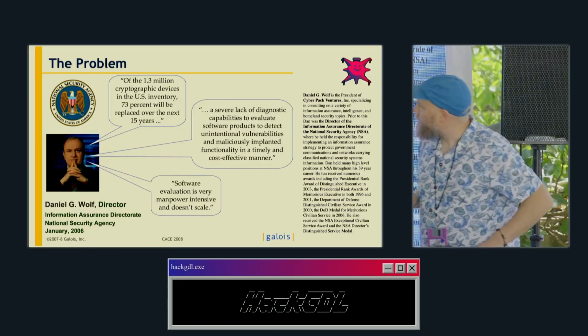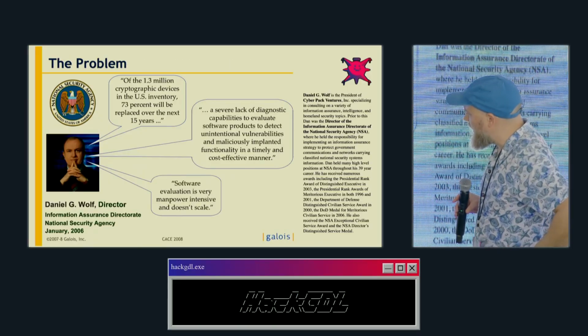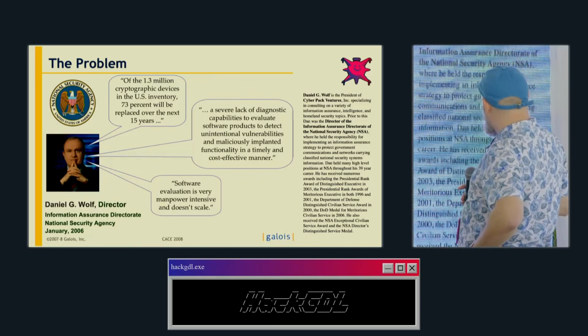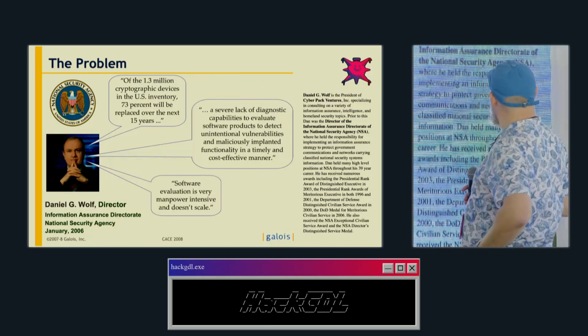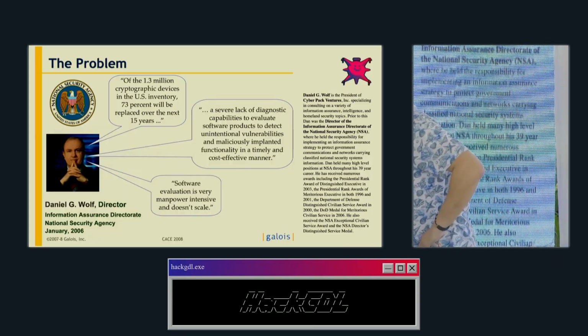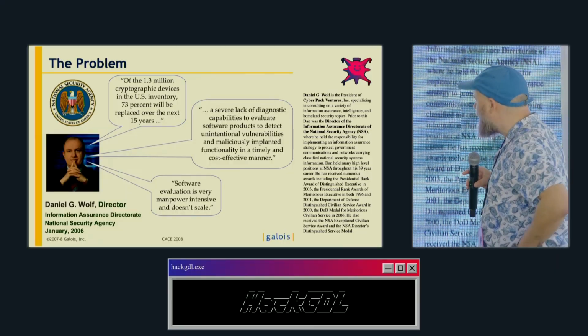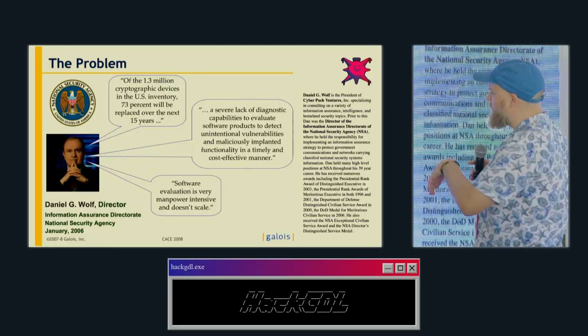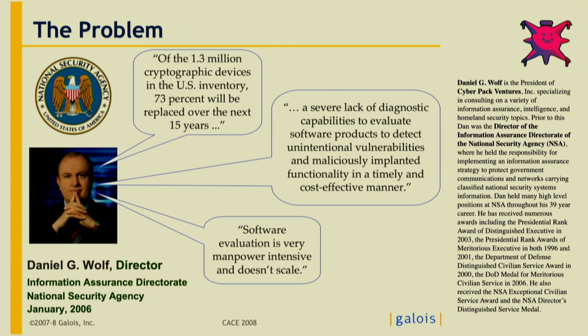And this is a statement which is a little bit old now. Daniel G. Wolf was the director of the Information Assurance Directorate of the NSA, I think a while ago. He isn't anymore, I think. But there are a few statements which may explain why we wanted to have a language for cryptography. There are a lot of cryptographic devices in the US inventory, of which a lot will be replaced, because cryptography has moved a lot in the last 20 years.